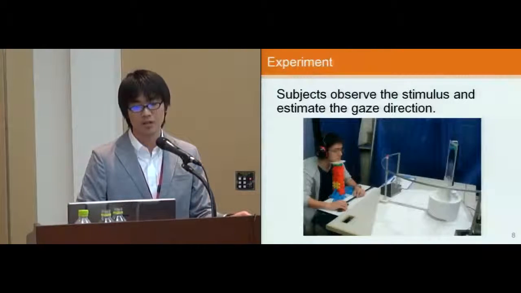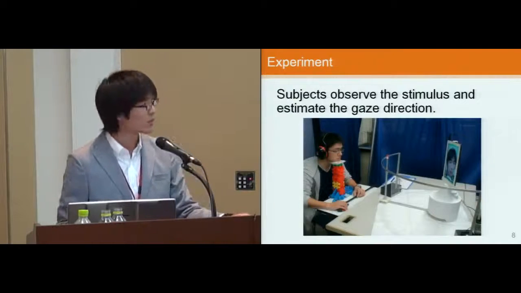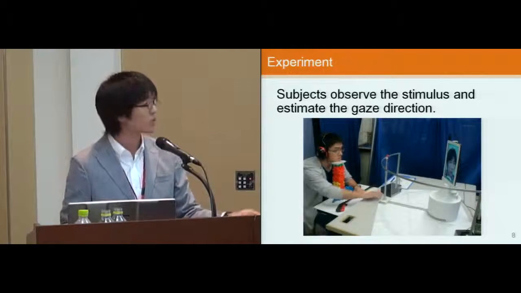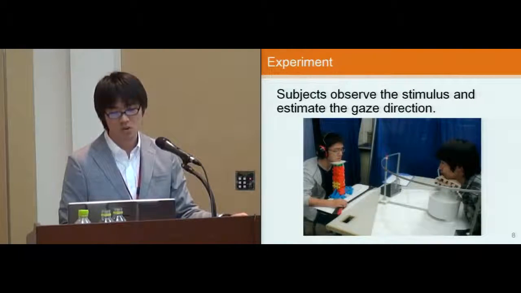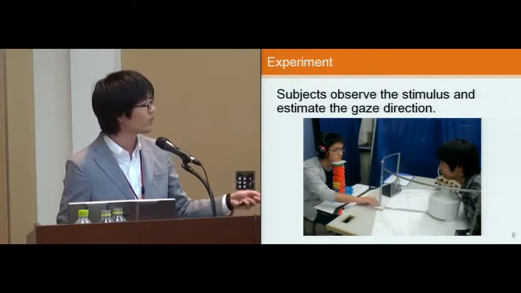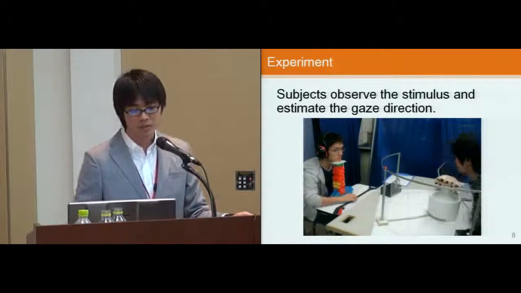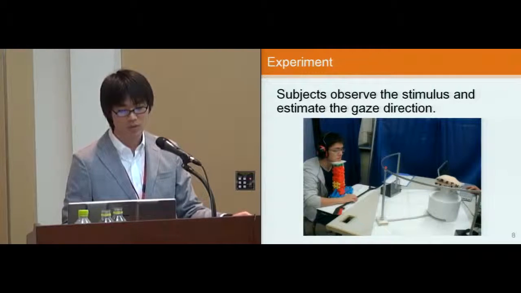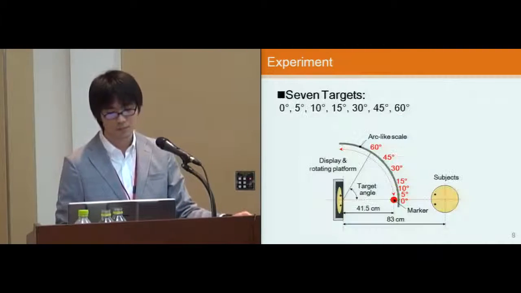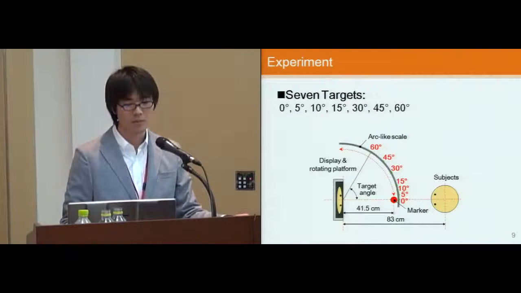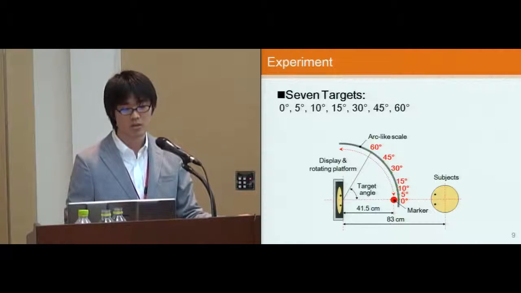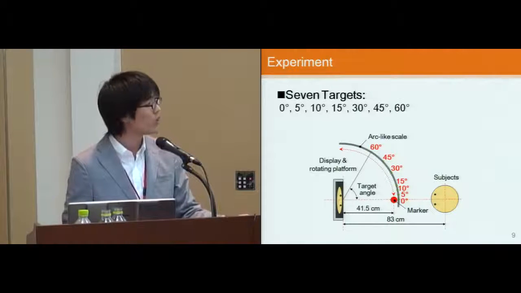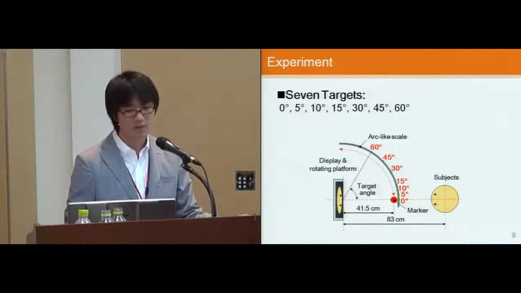Now, let me explain our experiment. In this experiment, subjects observe the stimulus shown here. That is, a face image on the display, or in one condition, we show an actual person's head. And we ask the subject to answer where those faces seem to look at. Here is a schematic overview of the experimental environment. Basically, the display shows the looker's image naturally looking at 7 targets placed at 0, 5, 10, 30, 45, and 60 degrees.